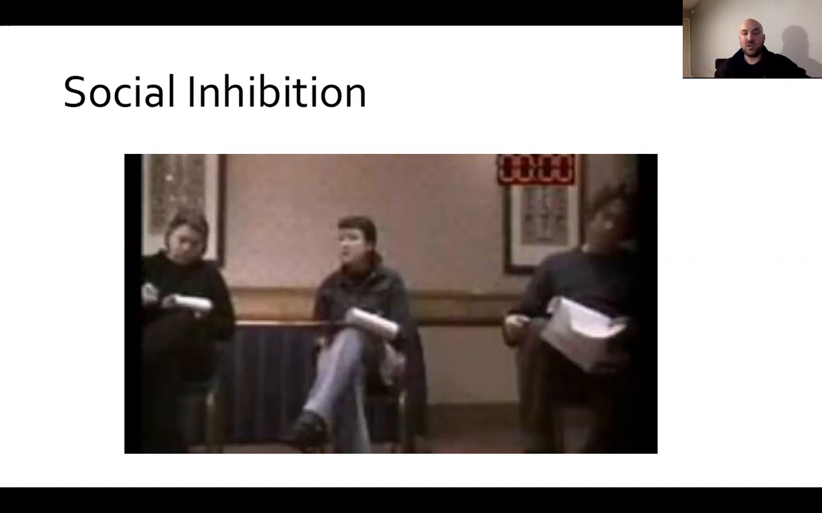Social inhibition argues that if you see other people not acting, you would be less likely to act as well, right? Socially, it would inhibit your own behavior. So it's not just that more people were present, the responsibility was diffused. When you look at other people not responding, that causes you to not respond as well.